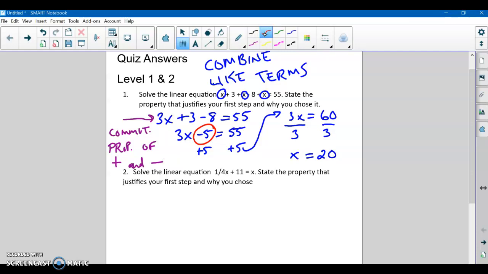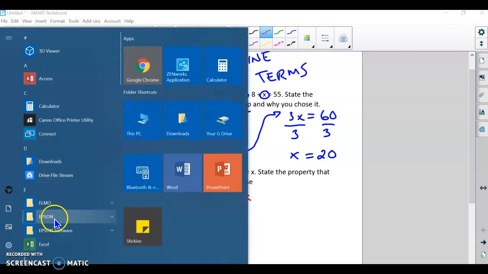Solve the linear equation 1/4 x plus 11 equals x. State the property that justifies your first step and why you chose it. So, I've got 1/4 x plus 11 equals x. Now, that 1/4 really freaked a lot of you out, and I know myself and Mrs. Ritter kept telling you, if you don't like the fractions, just turn it into a decimal.